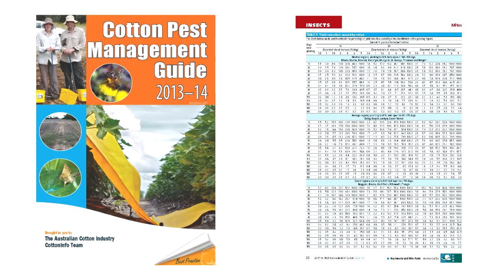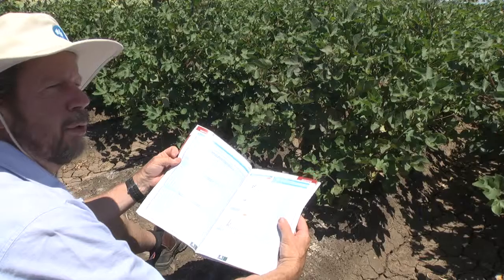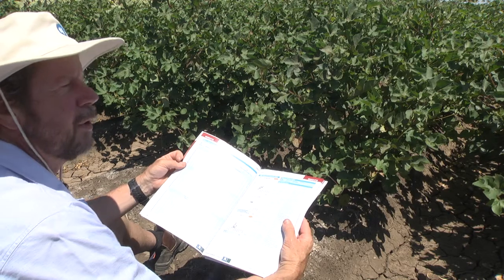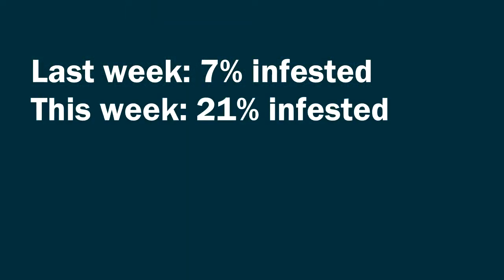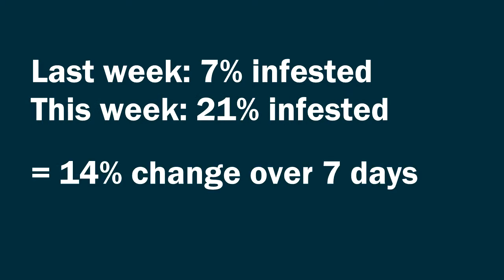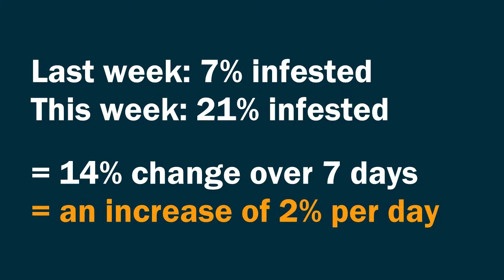Thresholds for mites are available in the Cotton Pest Management Guide. So if you've been into a crop and sampled last week and you've got 7% of plants infested with mites, and then you sample again this week and you've got 21%, that's a change of 14% over 7 days. So that's 2% rate of increase per day.